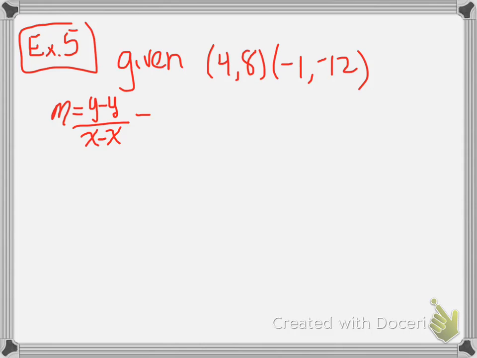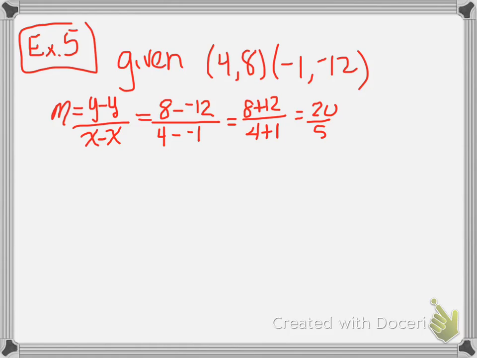So I can take those 2 points that I was given. Sorry, I keep hitting the pause button. I can write 8 minus negative 12 over 4 minus negative 1. So I would get 8 plus 12 over 4 plus 1. So that's 20 over 5, which is 4 over 1. Okay, so now I've got slope.